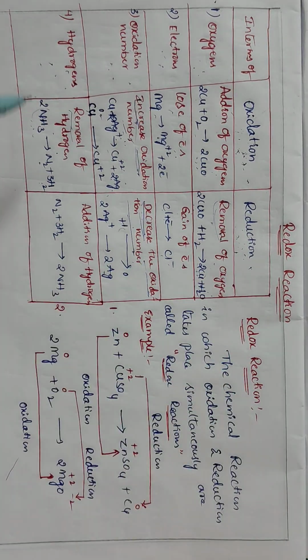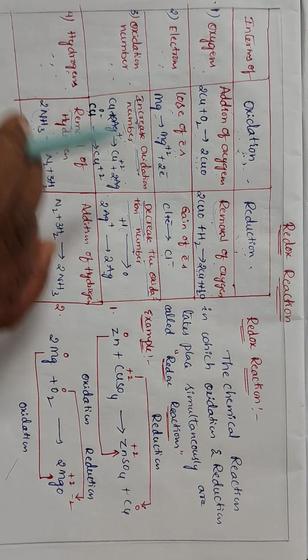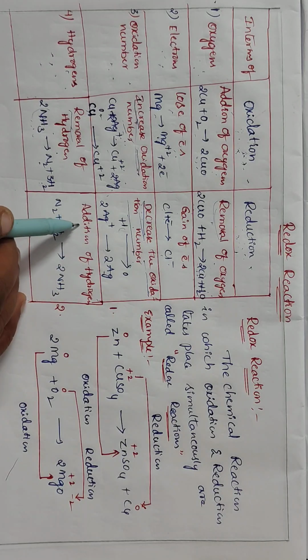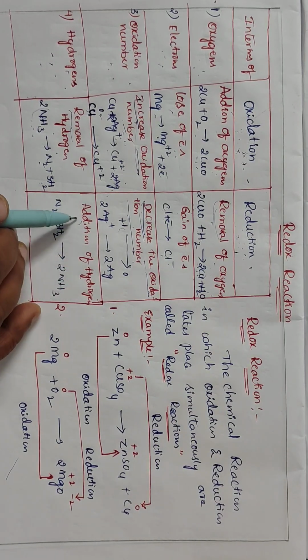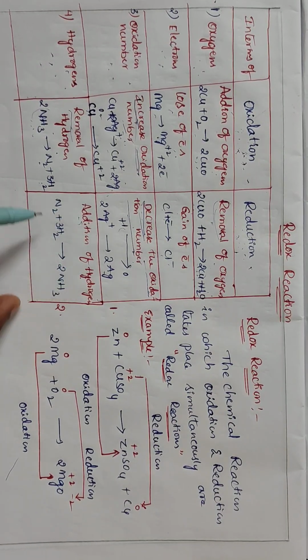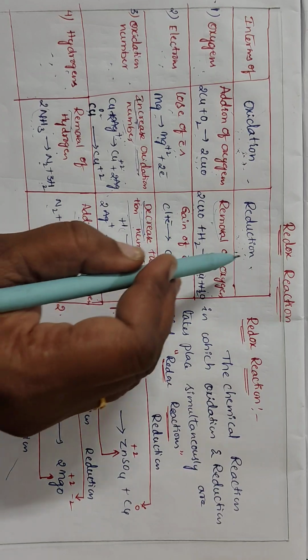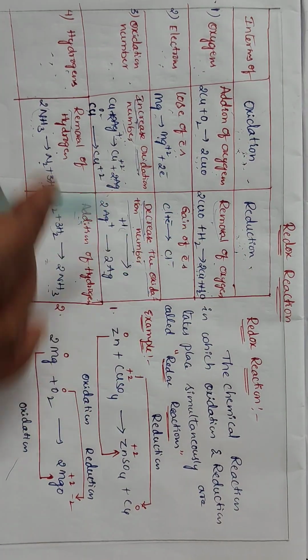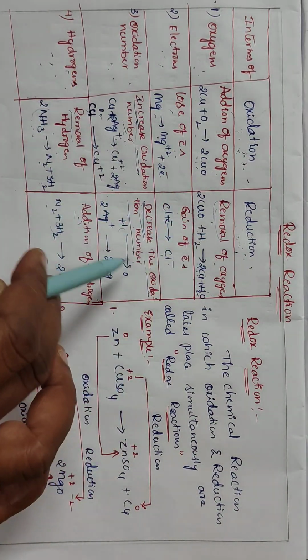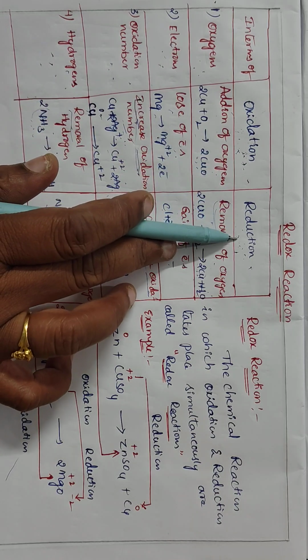And then in terms of hydrogen, reduction is nothing but addition of hydrogen. Observe here, we are adding hydrogen to N2. Then there is a formation of ammonia. So addition of hydrogen is called reduction. So these are the four different definitions for oxidation and reduction.